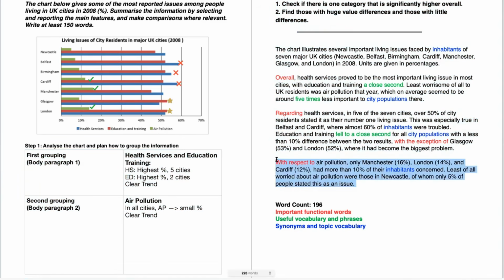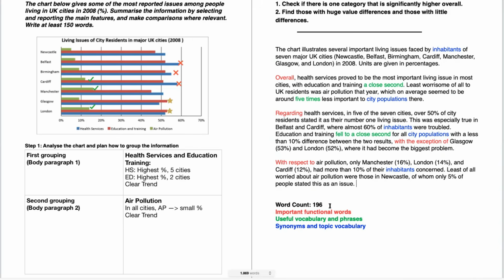And our last paragraph is all about air pollution. With respect to air pollution, only Manchester, I've got their percentage, London and Cardiff had more than 10% of their inhabitants concerned. So I've used my 3 cases here. Least of all worried about air pollution were those in Newcastle. So I'm looking at this as well, of whom only 5% of people stated this as an issue. Now, I looked at this because it is the least amount, so it is something interesting to add.